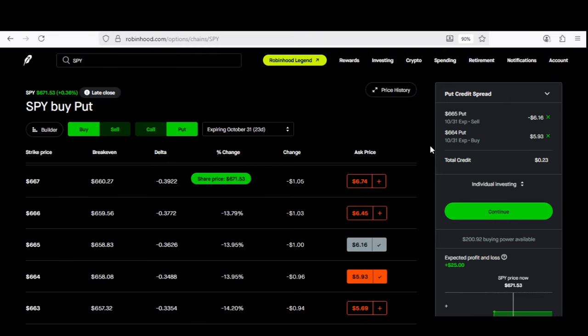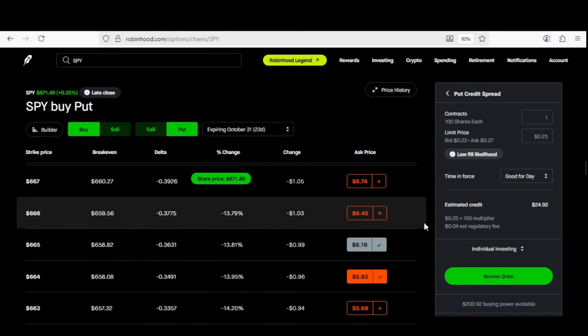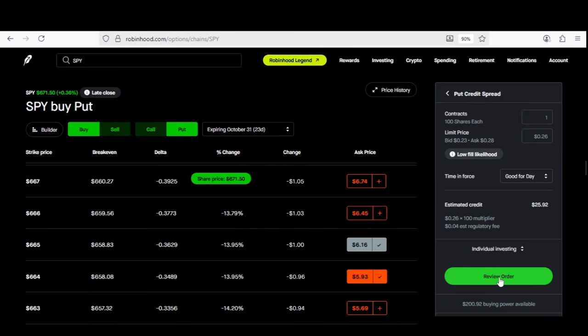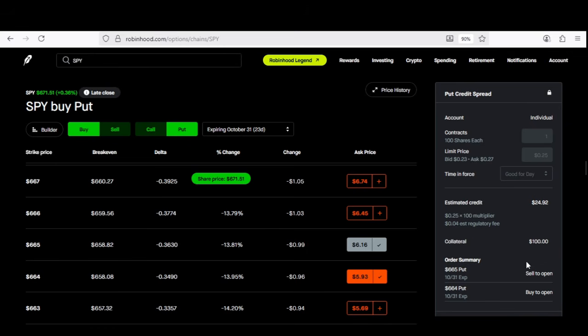In order for you to go ahead and execute this option strategy, you will need to leave a collateral. Let's go ahead and hit continue. The collateral you're going to need to leave is going to be $100. Let's hit review order. And you can see it right down here. So the barrier to entry for this option strategy is only $100. Hence, it's perfect if you're trading with those small account portfolios.